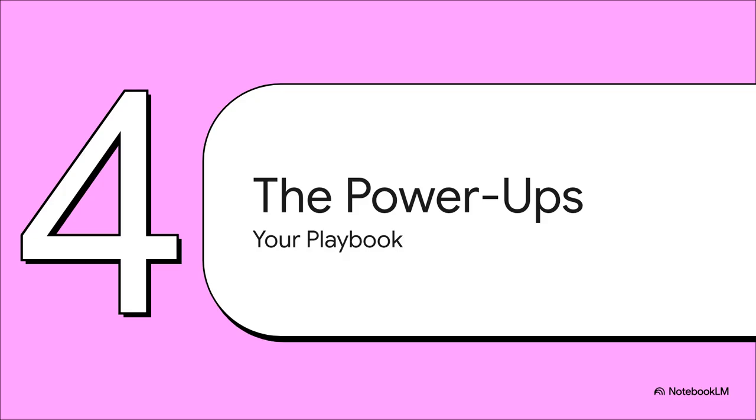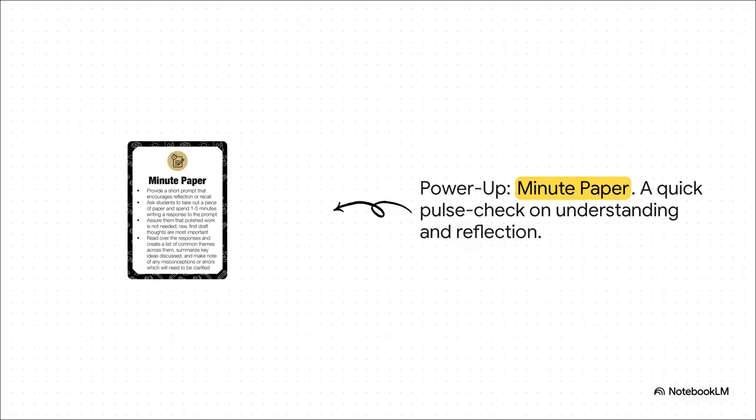Well, let's do a quick lightning round of a few power-ups, some other awesome tools you can add to your active learning playbook. First is the minute paper. It couldn't be simpler. At the end of a class, you just ask everyone to take 60 seconds and write down the single most important thing they learned or one question they still have. It gives you a super fast pulse check on where everyone's at. Low effort, super high impact.